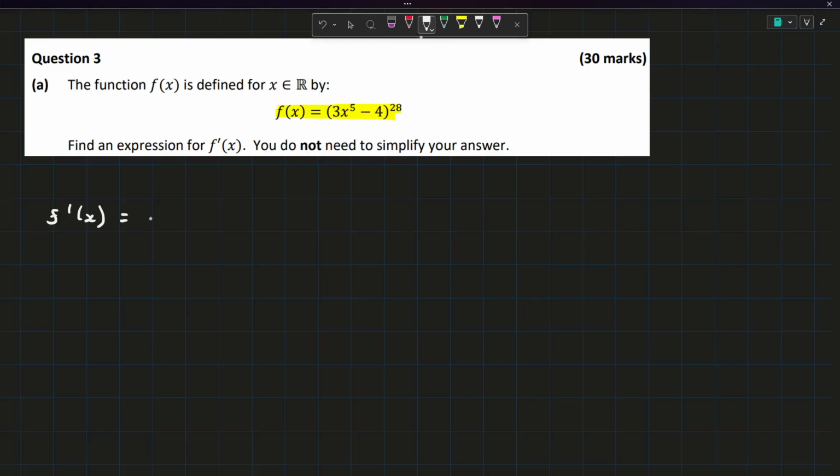So we take the derivative of the inside function. So we're going to get 15x to the power of 4 using the power rule. Then the derivative of minus 4 is just 0, so we don't need to write that. And now we've taken the derivative of the inside, so we're going to take the derivative of the outside function and keep the inside the same. So the derivative of something to the power of 28 is going to be 28, and then keep the inside the same. And then reduce the power by 1, giving us 27. And they say we don't need to simplify our answer, so that is good.